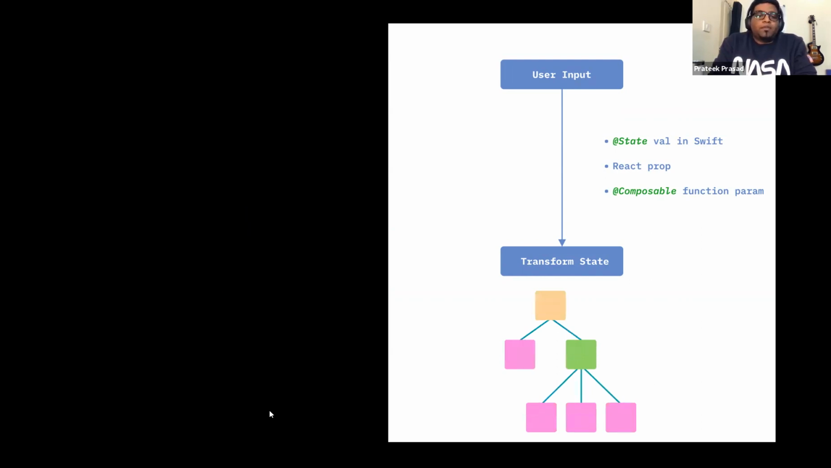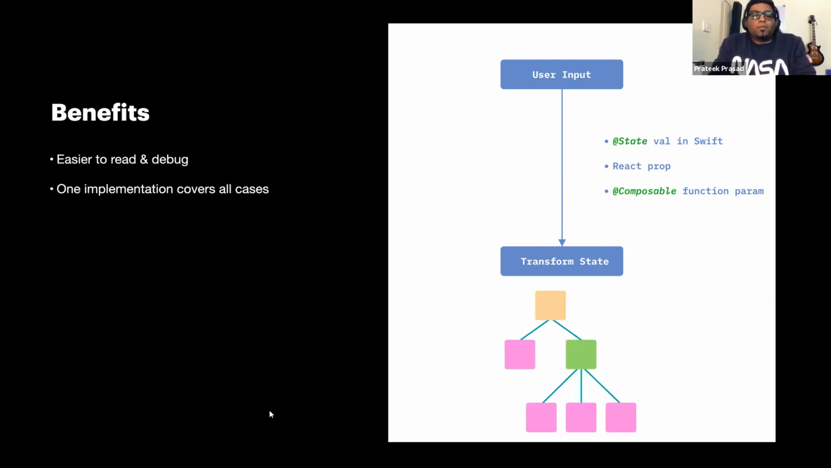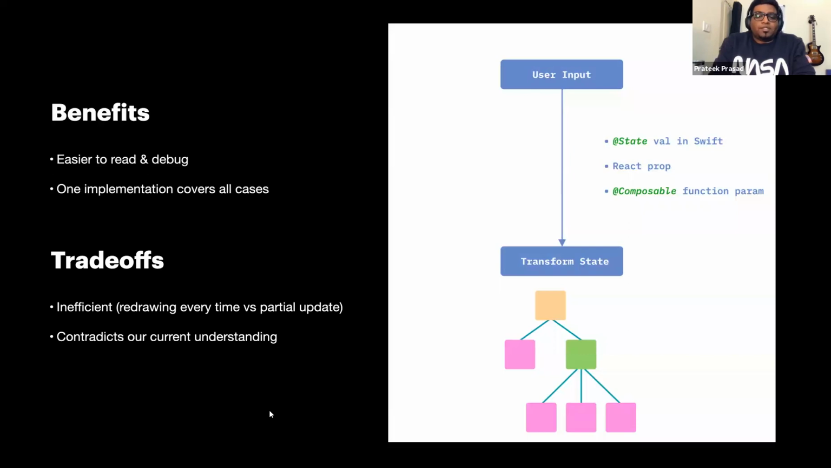So there are a couple of benefits to this approach. One, it's easier to read and debug, because now when debugging these functions, you always start fresh instead of assuming a previous state. Also, one implementation will cover all cases, which makes this concise and easy to understand. The trade-offs in this case are that it seems inefficient, and rightfully so, because you're recreating the entire UI instead of partially updating a node. And that contradicts our understanding of drawing and performance. But if you look deeper, these are misconceptions rather than trade-offs.